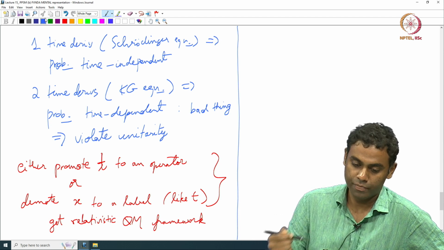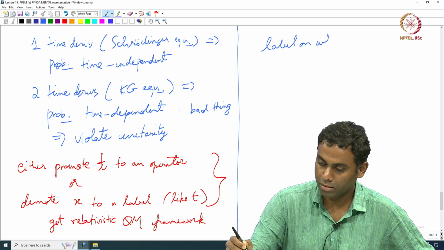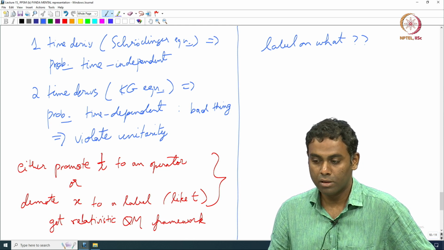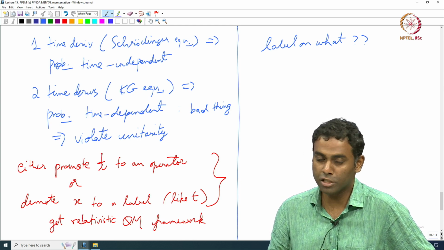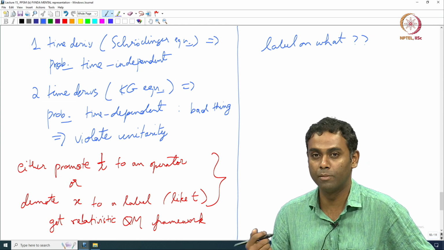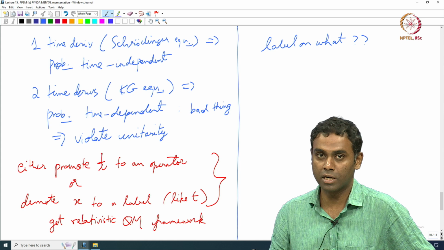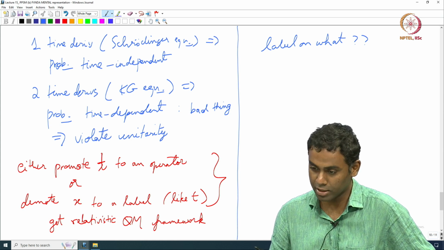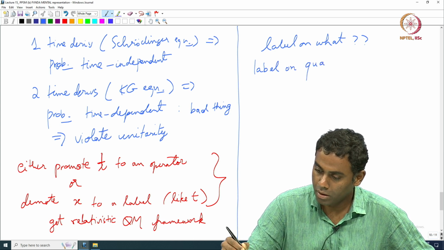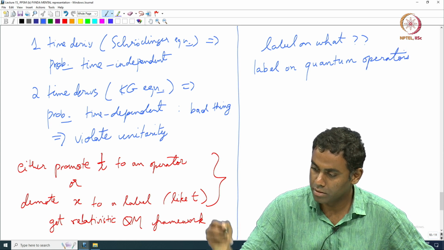Now, when I put it that way, you can ask, okay, it is a label, but label on what? Earlier we saw that time was a label, but it was a label on the wave function, but I just told you that we cannot interpret this as a wave function. So, then what are we talking about? What is this the label on, alright? The answer is, and the only self consistent answer that seems to be working so magnificently is that it is a label on quantum operators, okay.